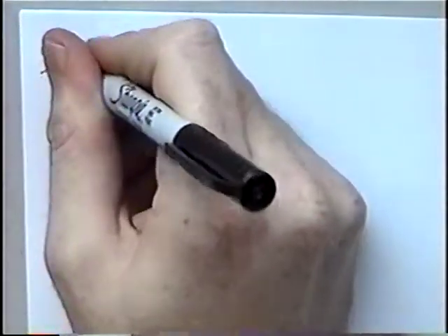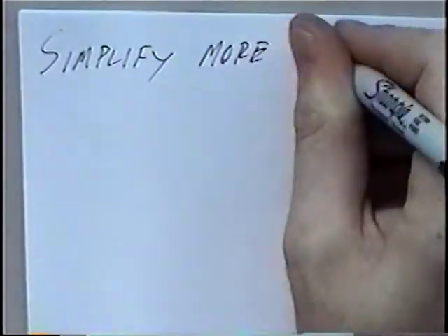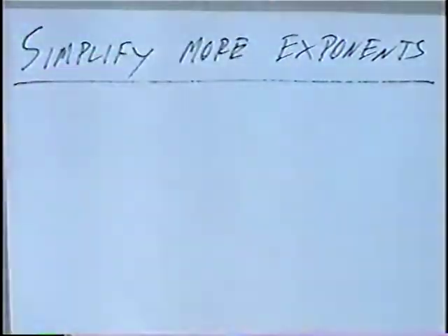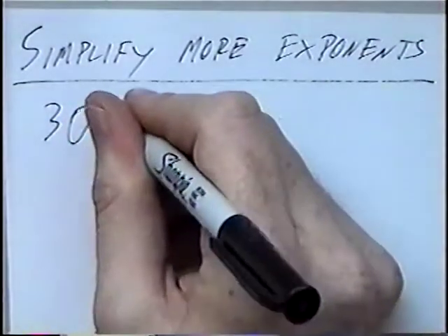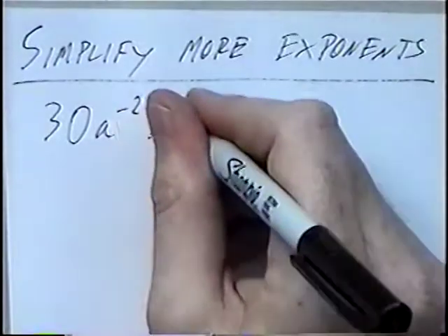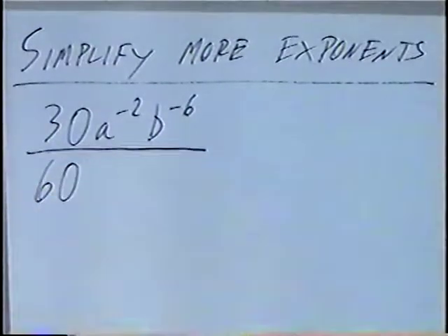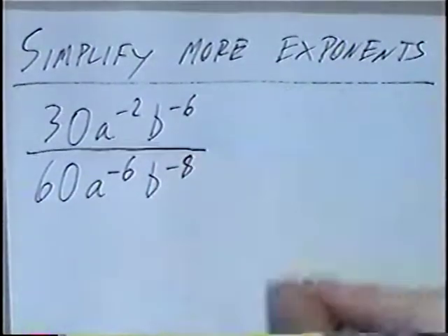Title of the last section today is Simplify more exponents. In this section, we'll continue to simplify exponents using the exponent properties. First question, 30, a to the negative 2 power, b to the negative 6 power, all divided by 60, a to the negative 6 power, and b to the negative 8 power.